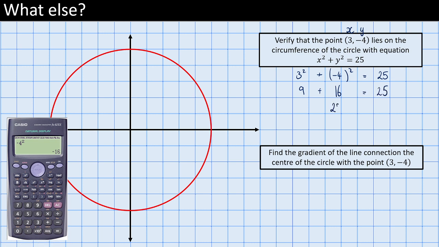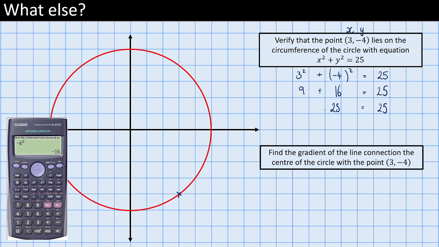Now here we can see that we get 25 equals 25. Now that's a good thing. It shows us that this equation works and that this point must be on the edge of the circle. In fact, it's down here. We use the equation to verify that.